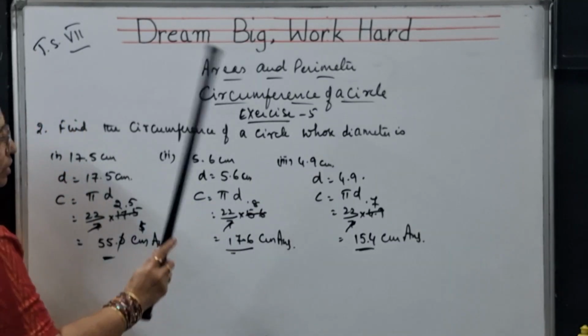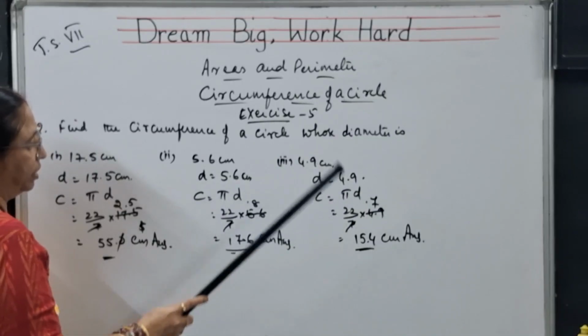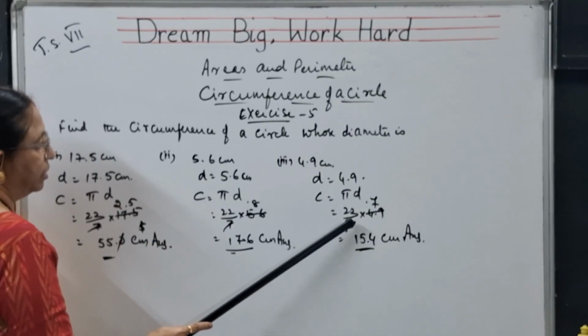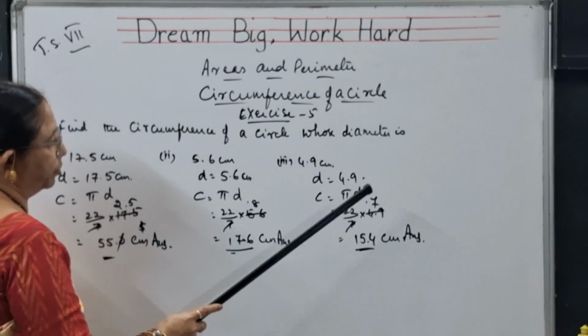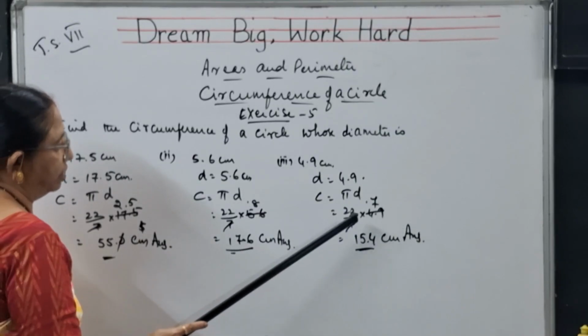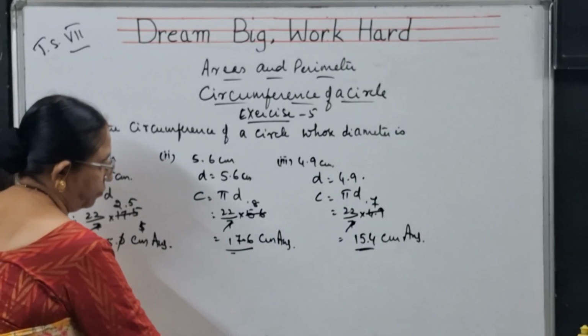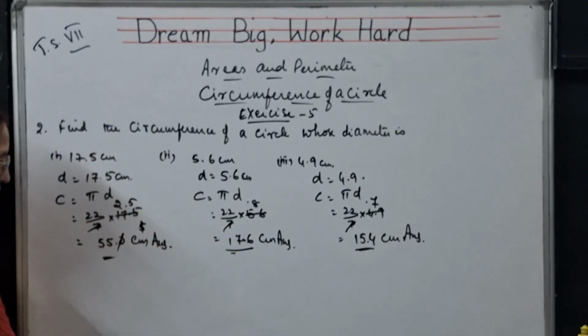Similarly, d is 4.9 centimeters, C is pi d, 22 by 7 into 4.9. 7 7s are 49, so 0.7. 7 2s are 14, 7 2s are 14, 1 15. 15.4 centimeters is the answer, children. Please note it down.